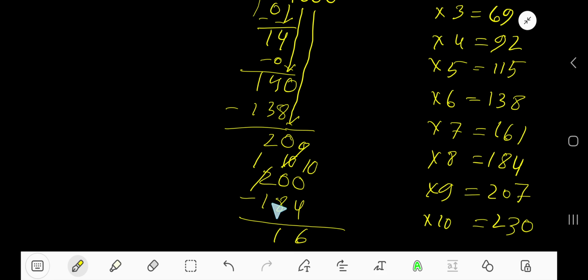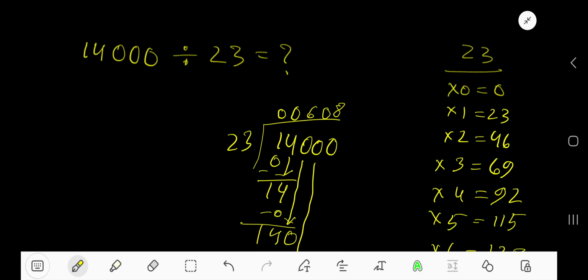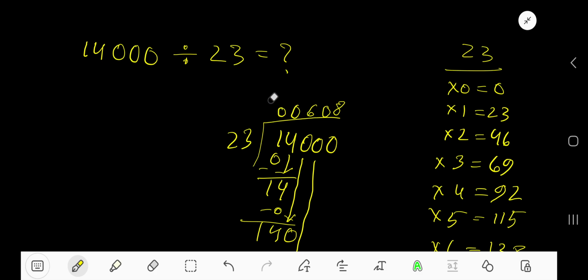Okay, take away 100 from 100, you will have 0. That is 16, your remainder. So our answer is, the 0 doesn't have any value, 608, remainder 16. This is our answer.